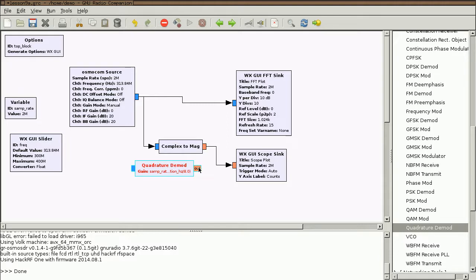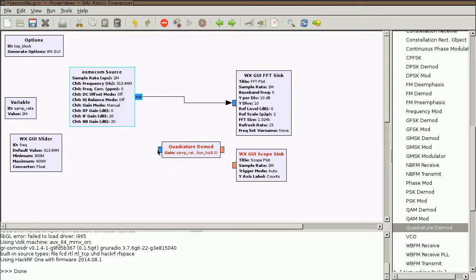The reason it produces floating point valued output is because every time there is an input sample that is complex valued, it measures the change in angle from one sample to the next, and it spits that angle out, or that difference of angle, out on its output. And an angle is a real valued number. It isn't a complex valued number. So all we have to do is remove this complex to mag block and insert the quadrature demod block in its place.